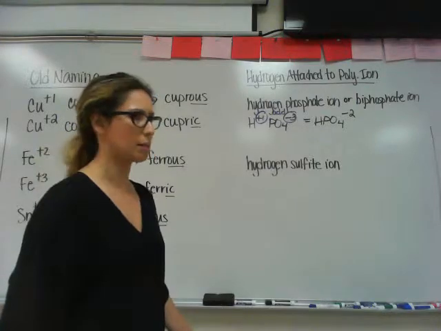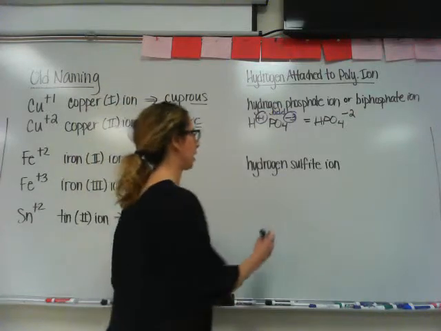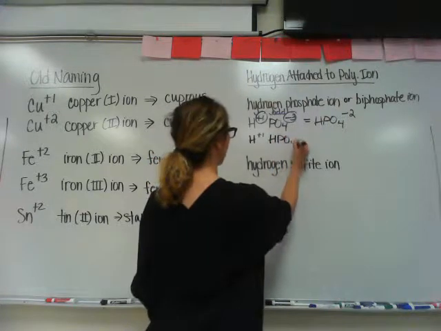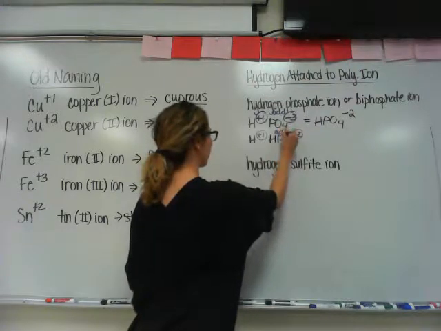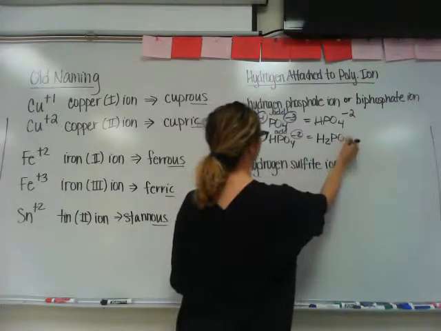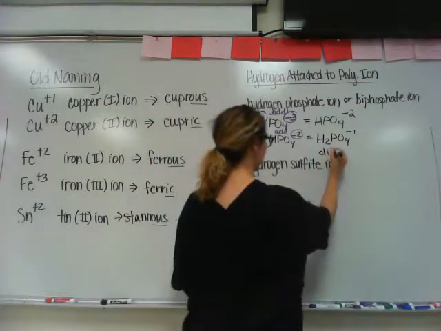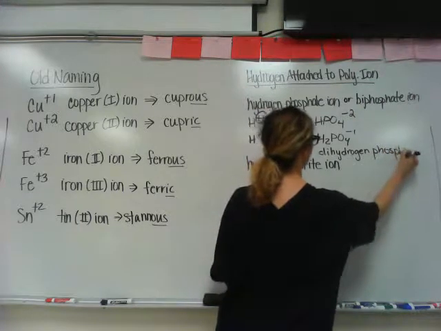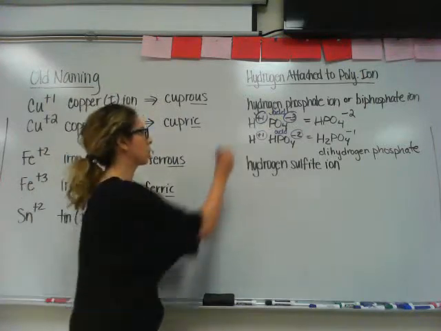You may also see them add one more hydrogen to it. Doesn't happen that often, but we have seen it a couple of times. So if they decide to add another hydrogen ion to the biphosphate ion, again, you will take the numbers and the charges and you will add them together, and that will give you H2PO4 -1. Now, if you want to name this, I would name it dihydrogen phosphate. Okay?